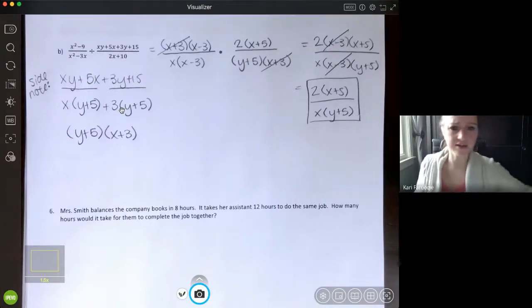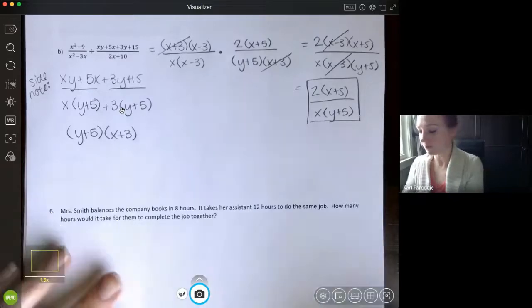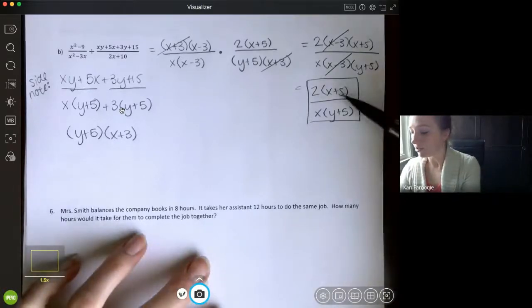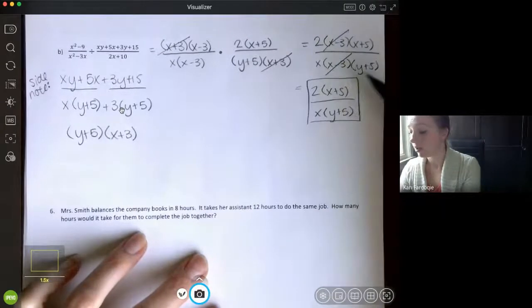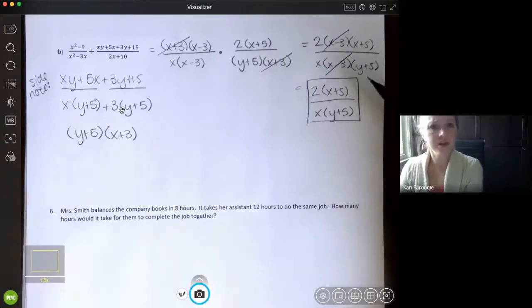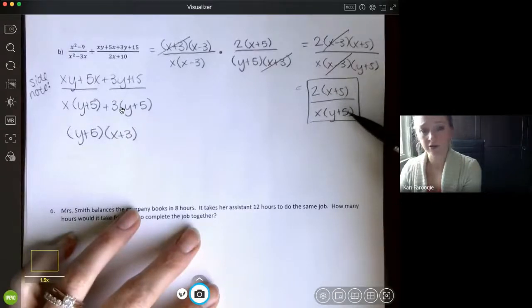I guess one thing I did want to make sure to mention, because some of you forgot it when we were in chapter 7, is that you cannot cancel these 5s. They're not common factors, they're terms. And they're not even really isolated at this point. I mean, they're inside parentheses, but that's not the point. You cannot cancel these 5s. They're not common factors. They're just terms in the numerator and denominator.